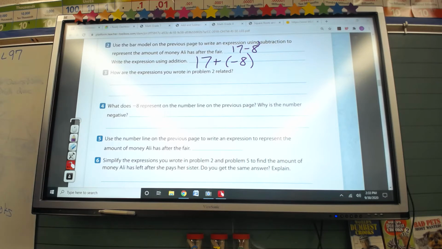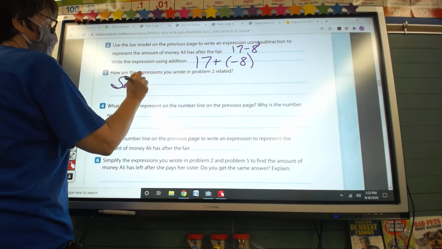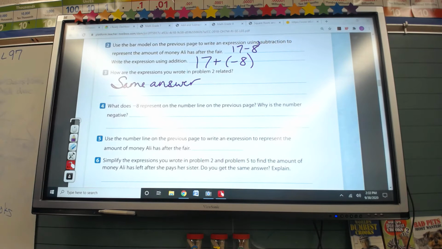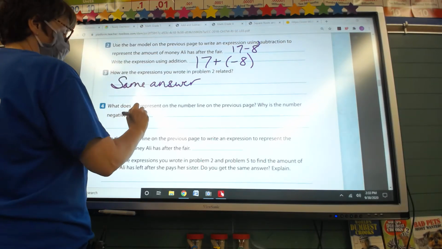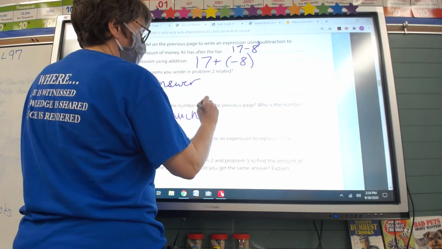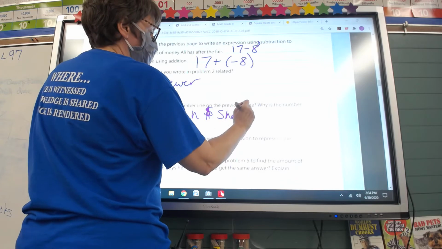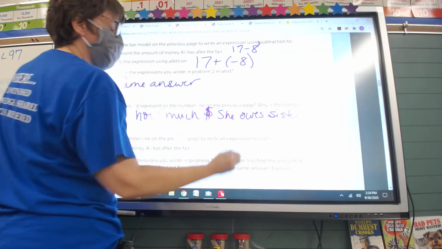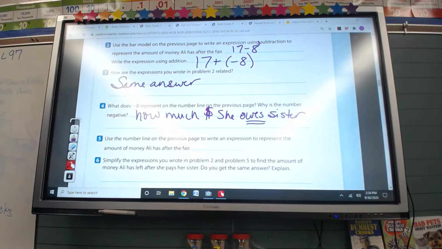Okay. What do you know about their answers? Same answer, yeah. They're going to have the same answer. They both have a 17. They both have a -8. Okay, what does the -8 represent on the number line on the previous page, and why is it negative? That's how much she owes her sister. So I'm going to say how much money she owes her sister. Why is it negative? Because she owes somebody money.